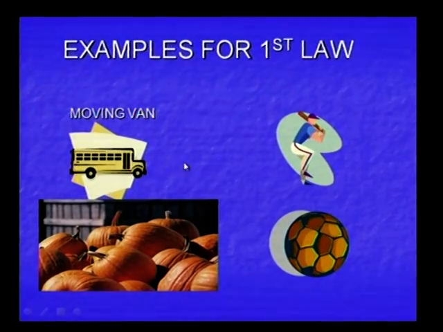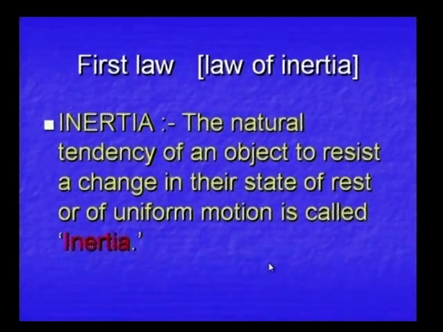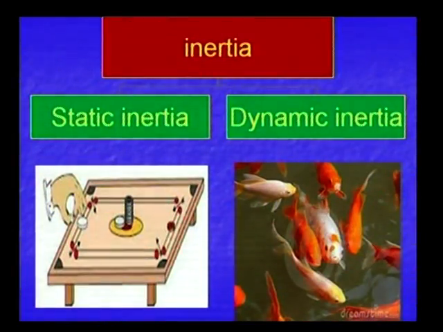There are some examples of Newton's first law of motion: a moving car, a batsman, a pumpkin, a ball, and there are so many examples. Newton's first law of motion is also known as the law of inertia. Inertia is nothing but the natural tendency of an object to resist a change in its state of rest or of uniform motion.